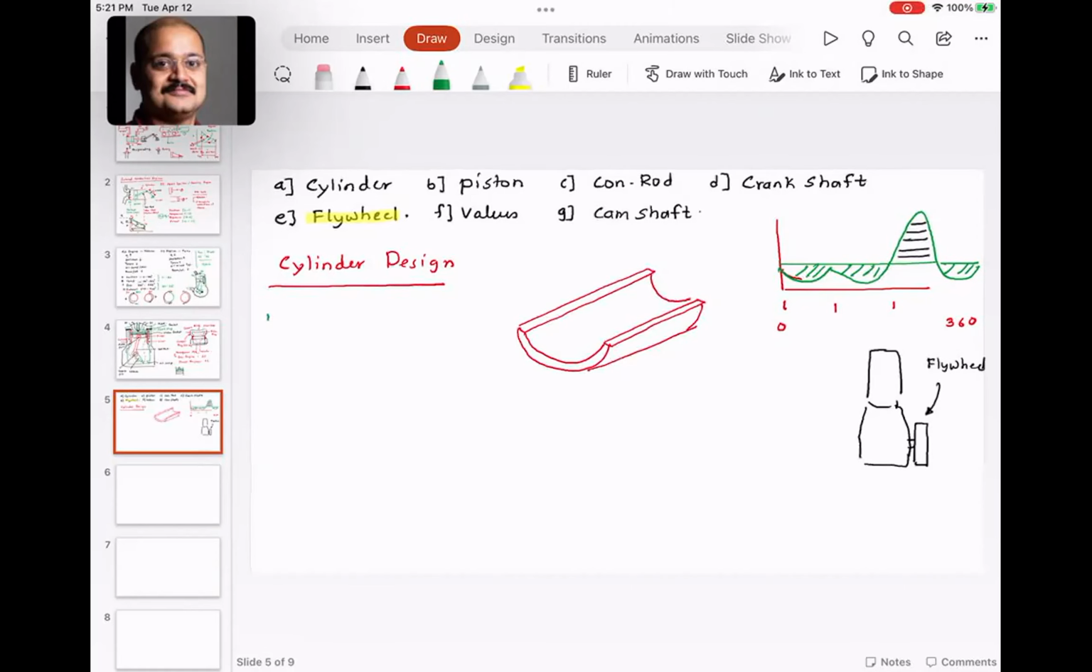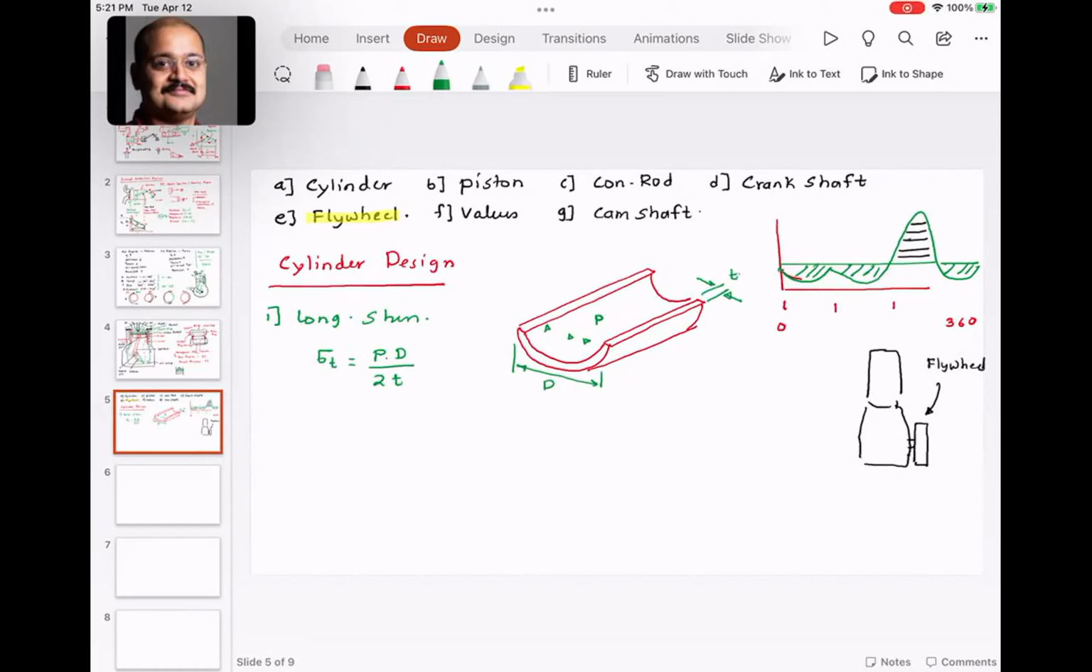So the first one is longitudinal stress. That is sigma T, which is given as P times D divided by 2T, where D is the diameter of the cylinder, P is the pressure inside, and T is the thickness.